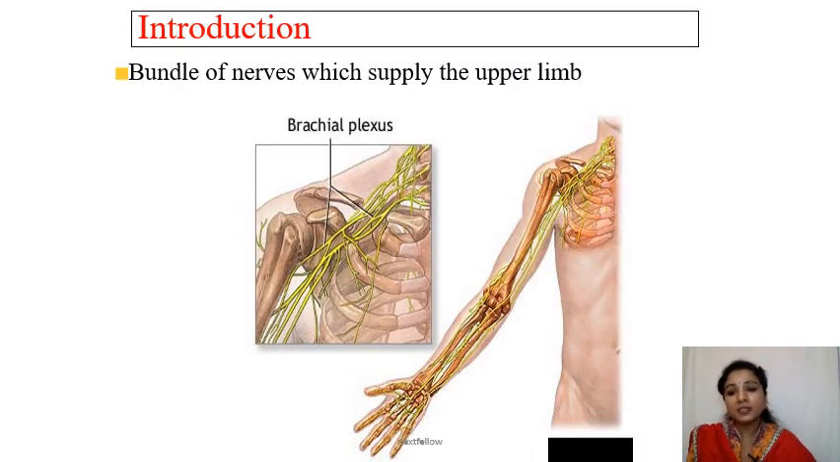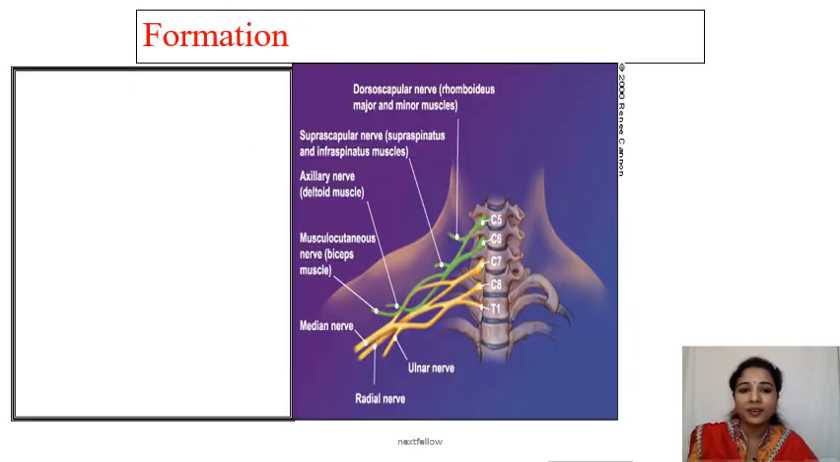So plexus means a bundle of nerves which join and divide. Something which joins and divides forming some meshwork is called a plexus. Brachium means the upper limb. So the nerve plexus supplying the upper limb is called the brachial plexus. Let's see its formation.